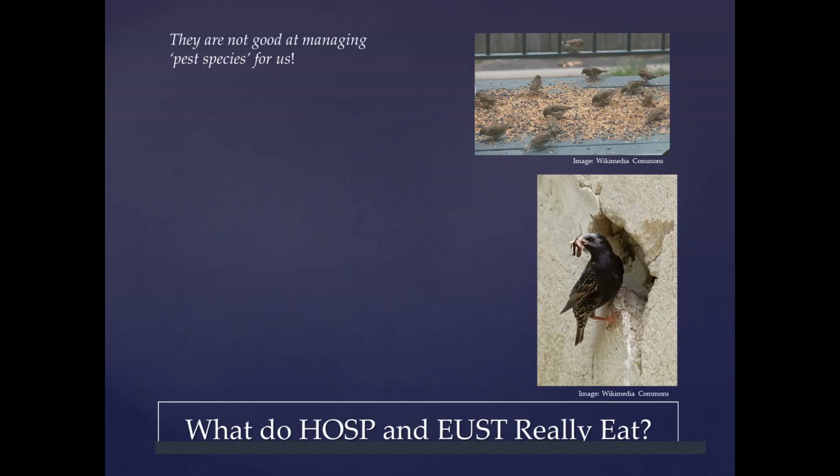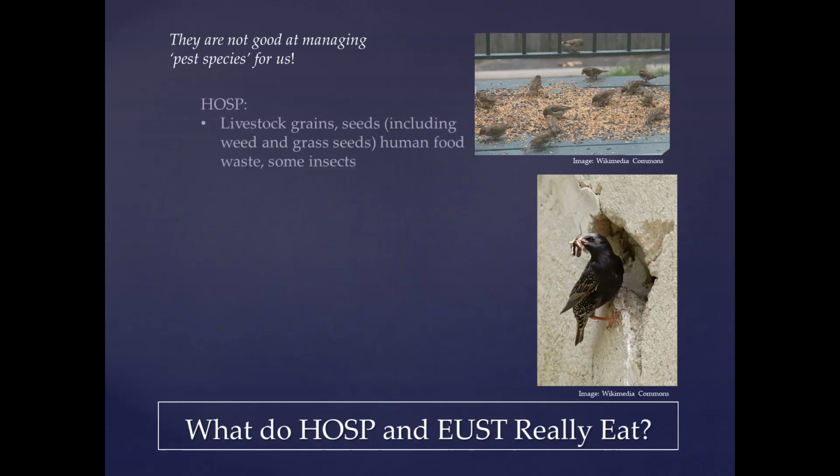So people often wonder if house sparrows and starlings were brought to the United States to eat our pests, what do they really eat? Well, it turns out they're not really good at managing pest species for us at all. So what do house sparrows actually eat? Most of it is actually a seed-based diet, as it is with other sparrows and weaver finches. They're actually in the weaver finch family and are not a true sparrow.